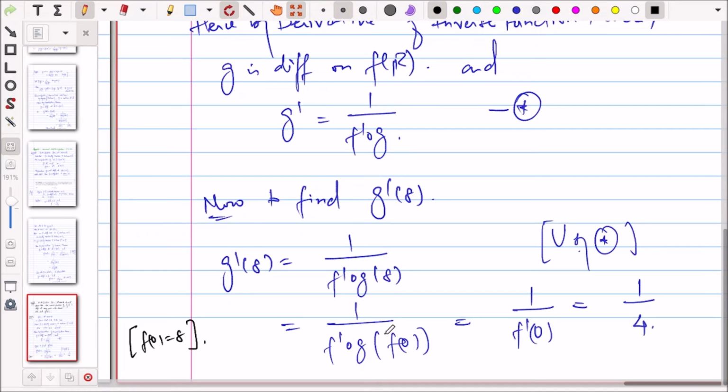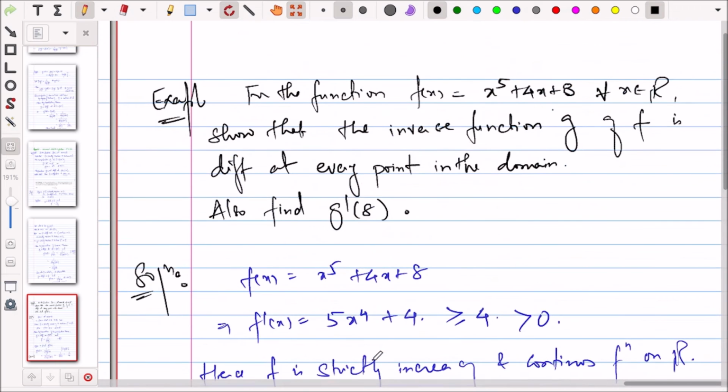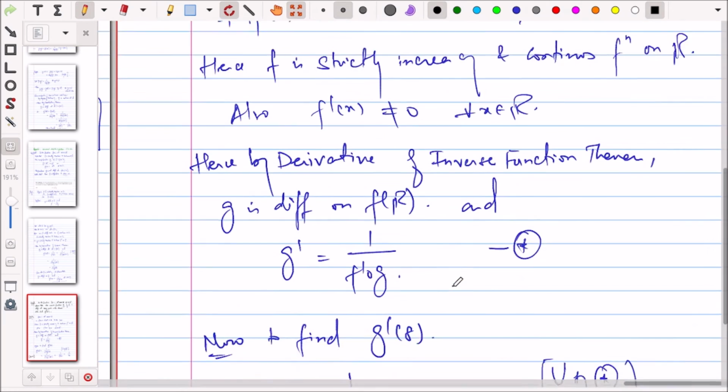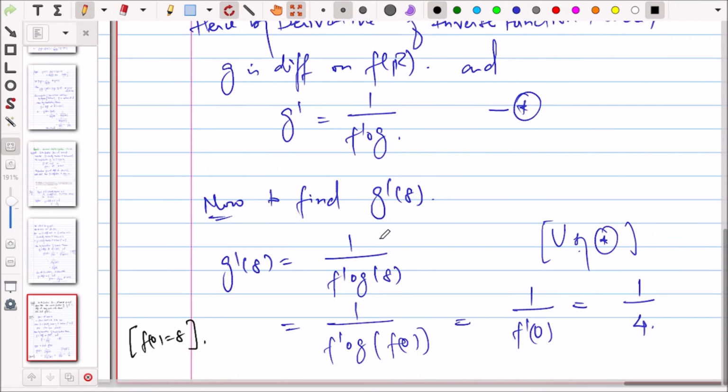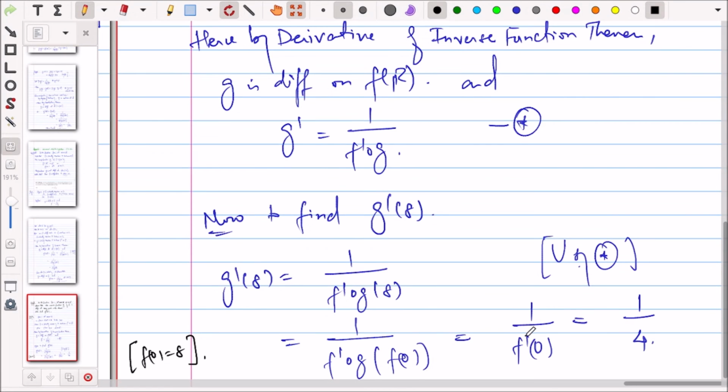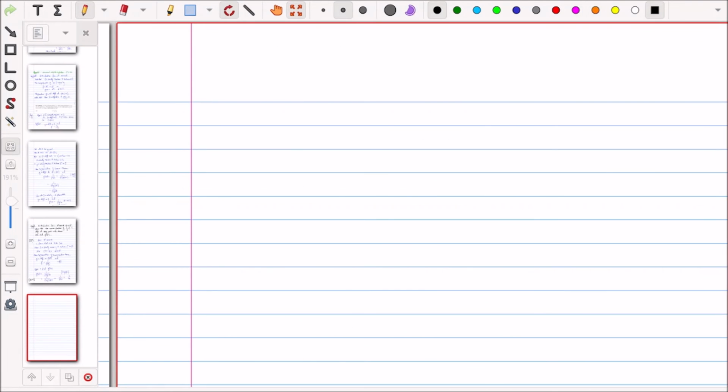So we have to find this value because we need to remove g, since we do not know g. We have not found the inverse of g. Finding the inverse of this is difficult, so what we have done is we have not found the inverse, but we are able to find the value of its derivative through the derivative of inverse function theorem, because g dash depends on f dash, and f dash we know. So we remove g by finding at which value 8 comes out, which is 0. Is it fine? Okay, let us take another function.